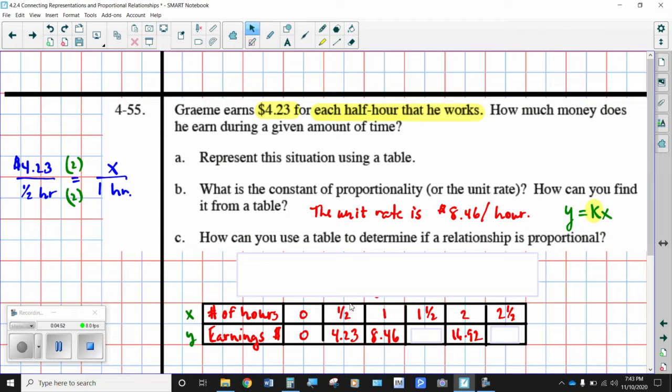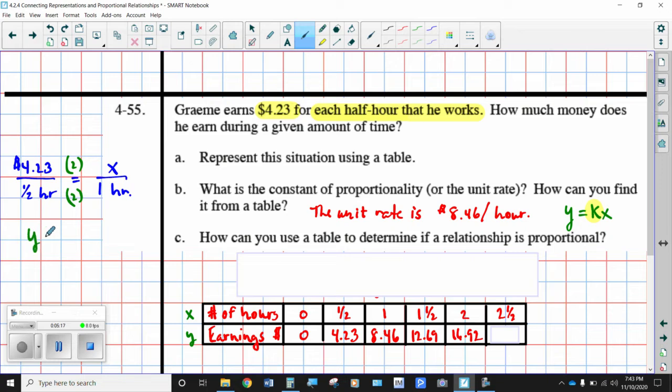Or 1 plus 1/2 is equal to 1 1/2. So $8.46 plus $4.23 gives you $12 and what is that? 69 cents. Absolutely. And then if we want to add the 2 hours, which is 16.92, to the half of an hour, we could get this. Or let's just go ahead and use our unit rate.